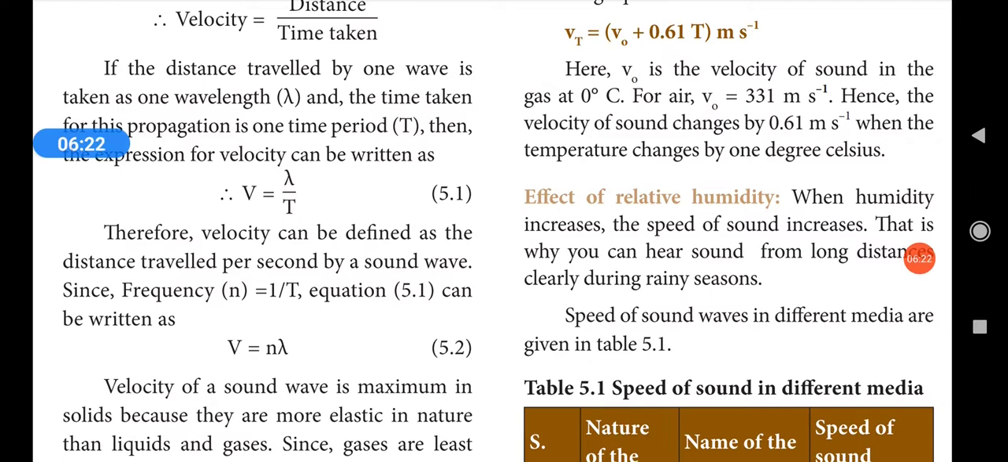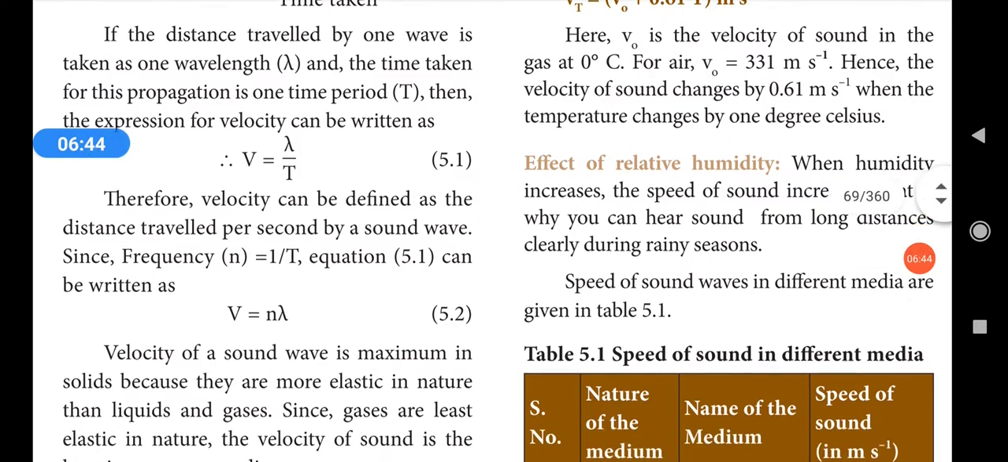Nothing but what is velocity, what is speed? Distance traveled by the object in unit time or per second, or displacement covered by the object in unit time, that is velocity. So velocity of a wave or velocity of sound can be defined as the distance traveled per second by the sound wave.